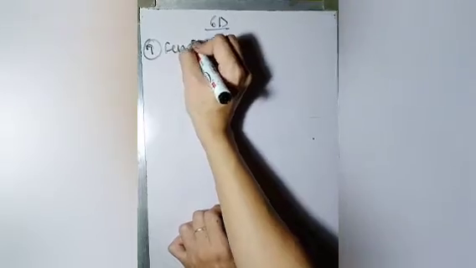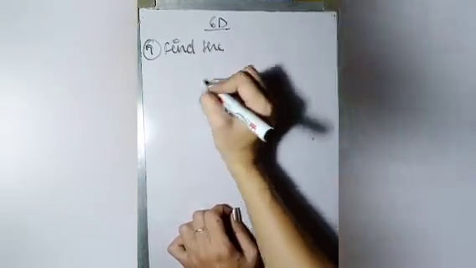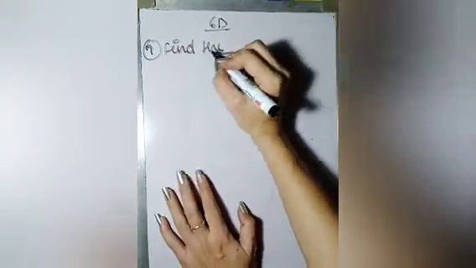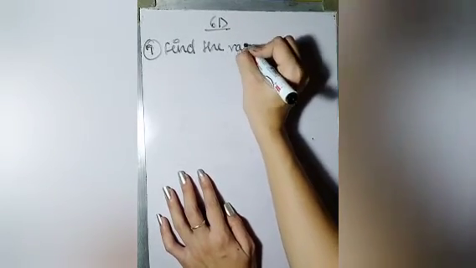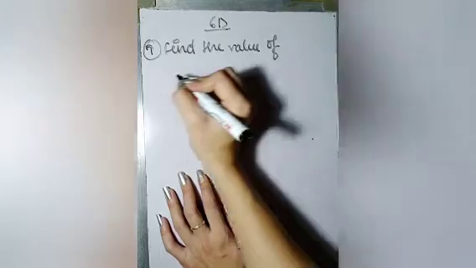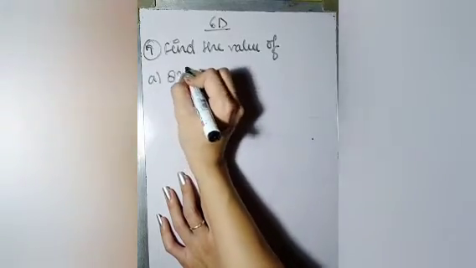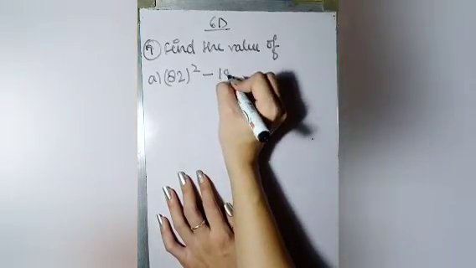Class, today we will complete exercise 60. Look at question number 7. We have to find the value. First, remember the identities I told you earlier in yesterday's video. We have to use those and find the value of 82 square minus 18 square.